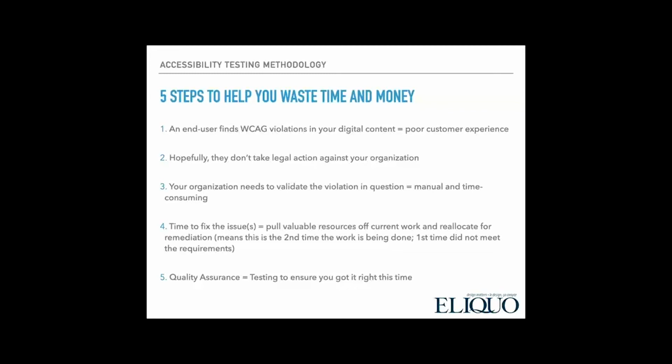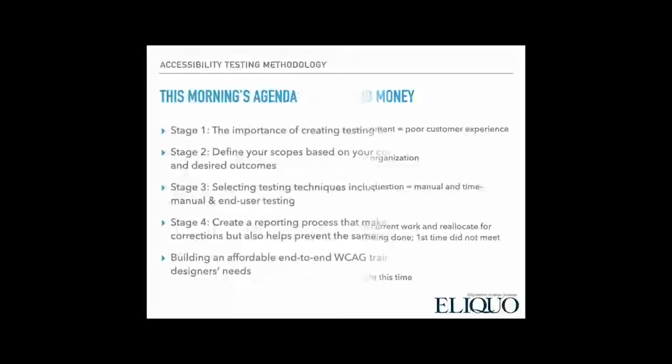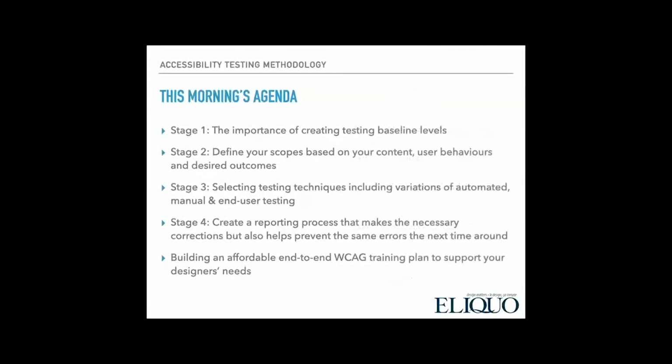Get it right the first time and make your content accessible the first time. And there are obviously different steps to making that happen, right? So stage one, the importance of creating a testing baseline. Well, first and foremost, what are you testing for? What are you making your content accessible for?